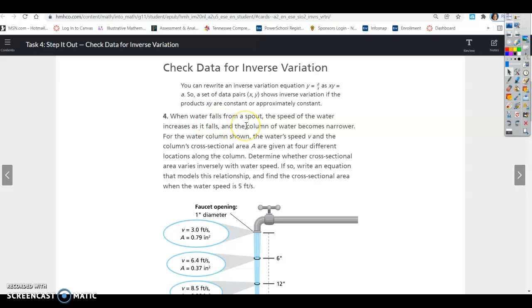When water falls from a spout, the speed of the water increases as it falls, and the column of water becomes narrower. For the water column shown, the water speed v and the column's cross-sectional area A are given at 4 different locations along the column. Determine whether cross-sectional areas vary inversely with the water speed. If so, write an equation that models this relationship and find the cross-sectional area when the water speed is 5 feet per second.